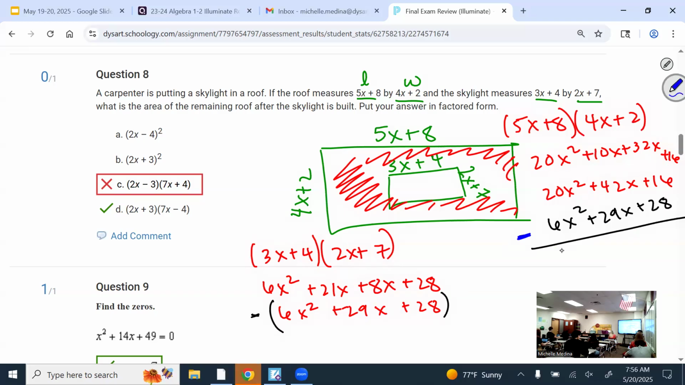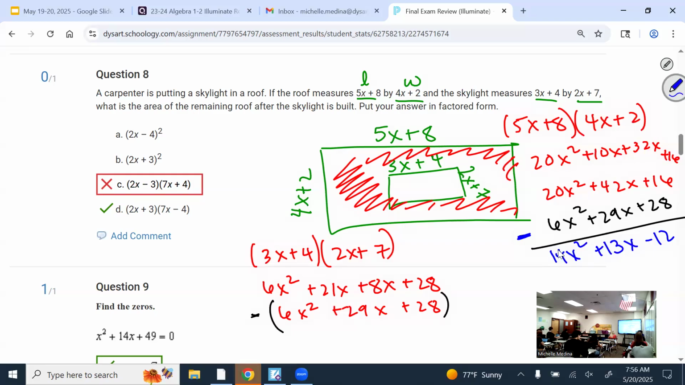What's 20 minus 6? 14x squared. And then 42 minus 29. And while some of you might be looking at this and wondering why I didn't add them, it's because we had to subtract it. So it's 42 minus 29. Over here, 16 minus 28 is what? Negative 12.